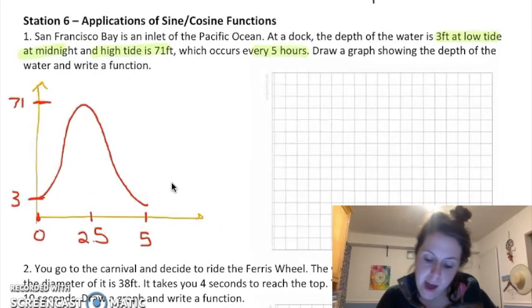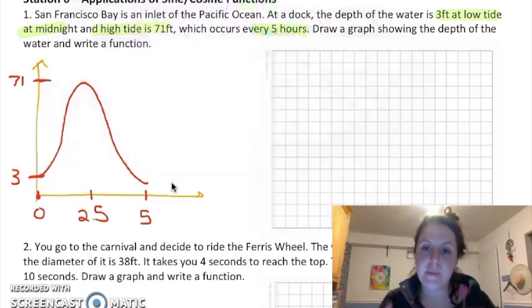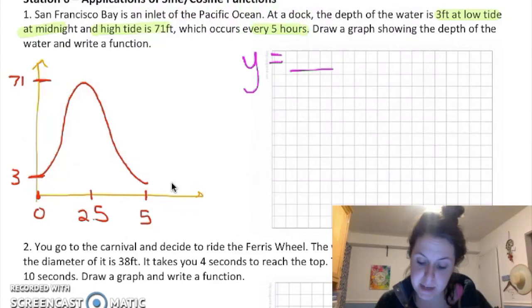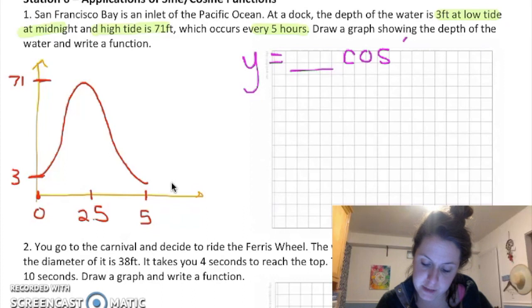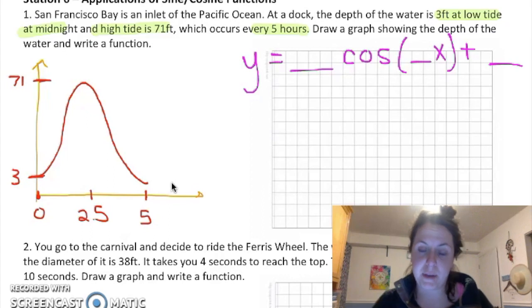So let's see what we know. We already know our min and our max. Is this a sine or a cosine function? This starts at its minimum, so this is going to be a cos function. And I know that's x plus blank. So if I can just figure out A, B, and C, I'll be good here.